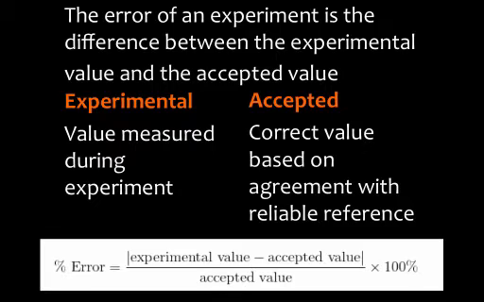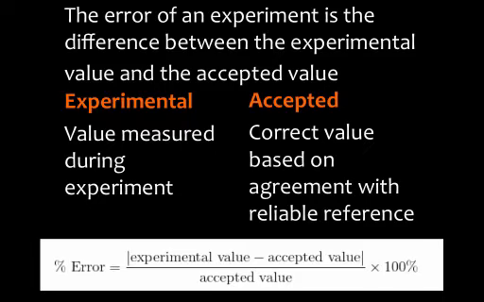The accepted value, which is sometimes also called the theoretical value, is the correct value that's based on agreement with a reliable reference. So the accepted value is what you are supposed to get. Now, sometimes we'll do a lab where you don't know what the accepted value is, so you're not always going to be able to do a percent error. But if it's something where you know what the value is supposed to be, then you can calculate your percent error to give you an idea of how close you were to what you were supposed to get.